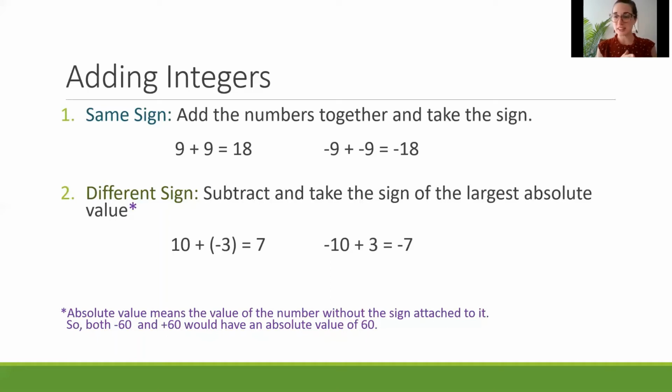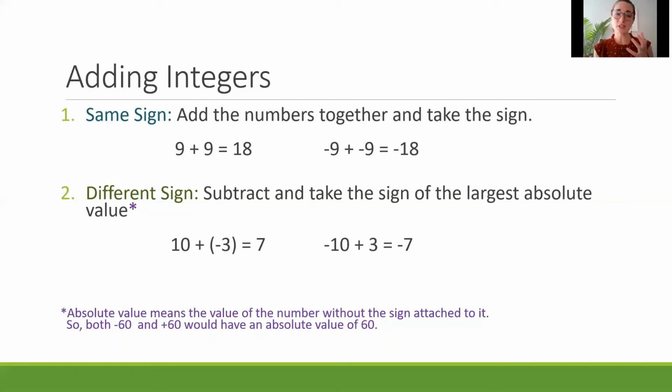Now let's switch it. Let's say we have -10 plus 3. Well, now we need to subtract, right? So we're going to subtract our two numbers. We're not worried about signs right now. And then we're going to take the sign of the largest absolute value. So 10 minus 3, right? We're doing that same work, and it's a 7. But this time, our largest absolute value number, which is still 10, has a negative sign. So we're going to take that sign and put it on our final answer, -7.